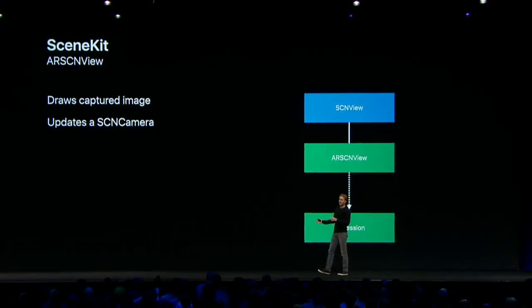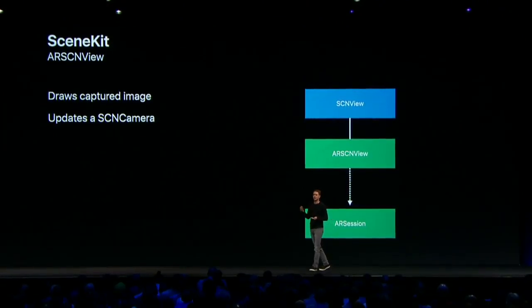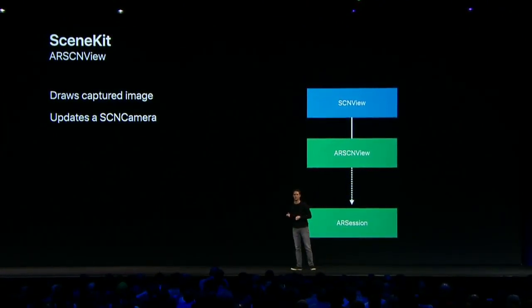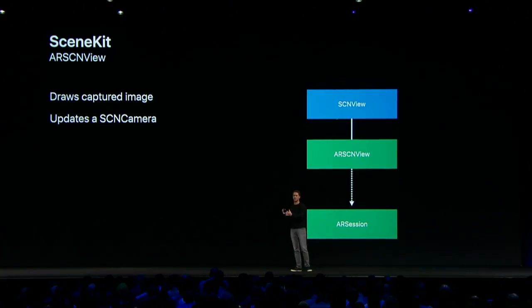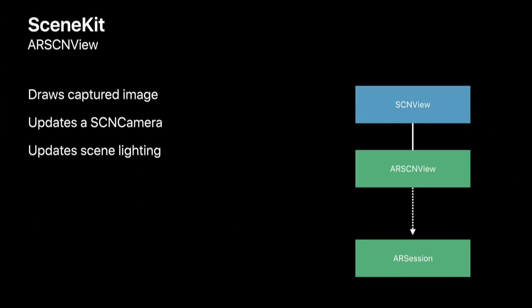Next, it updates an SCNCamera based on the tracking transforms that we provide in an ARCamera. So your scene stays intact, and ARKit simply controls an SCNCamera by moving it around the scene, the way you move around your device in the real world. If you're using light estimation, we automatically place an SCNLightProbe into your scene. So if you use objects with physically based lighting enabled, you can automatically take advantage of light estimation.